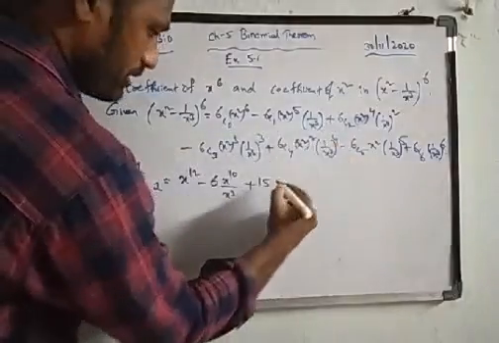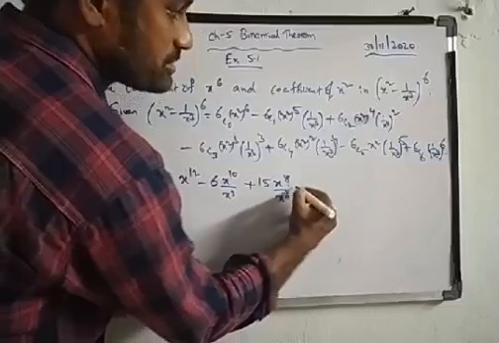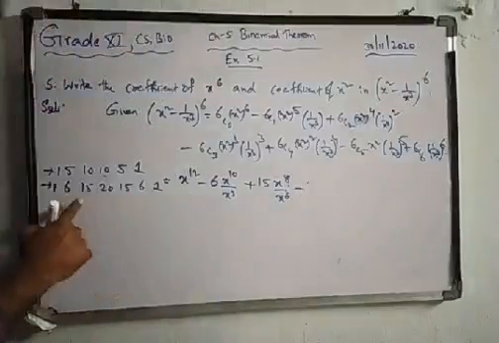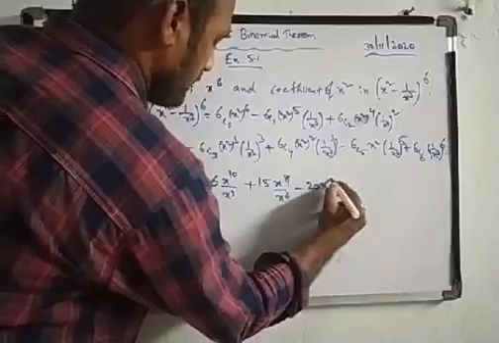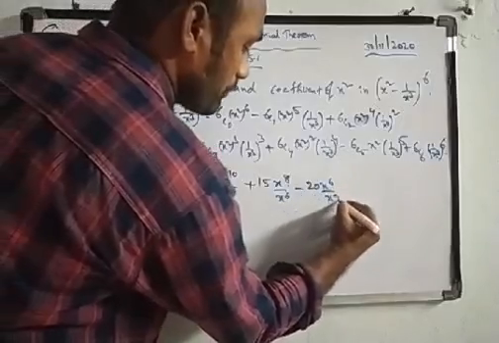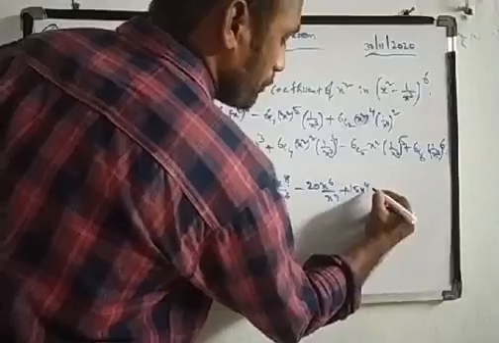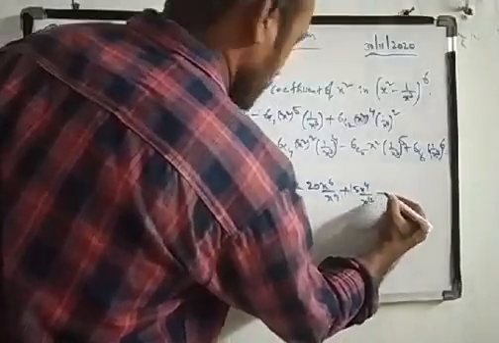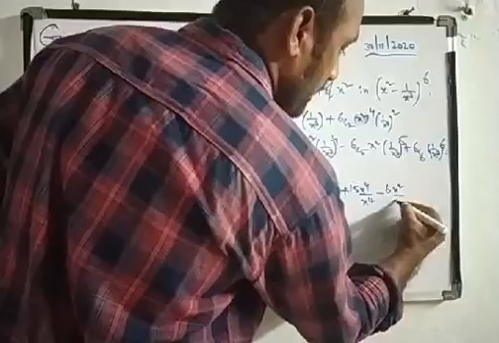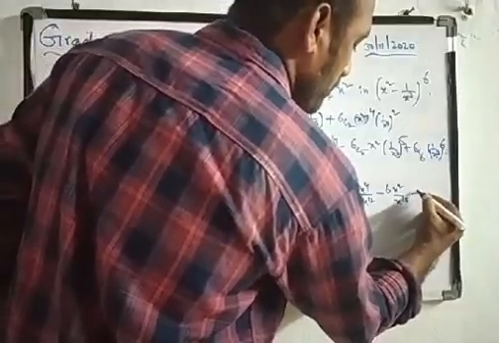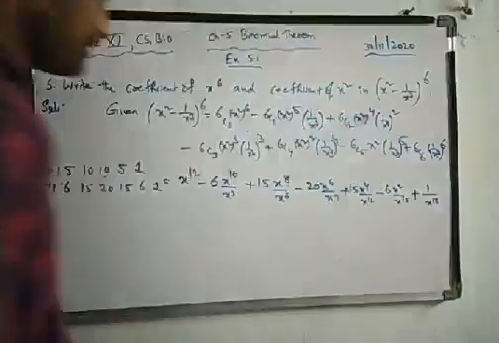So 15 x to the power of 8 by x to the power of 6 minus 6C3, 20 x to the power of 6 by x to the power of 9 plus 6C4, 15 x to the power of 4 by x to the power of 12 minus 6C5, 6 x square by x to the power of 15 plus 6C6, 1, that is 1 by x to the power of 18.